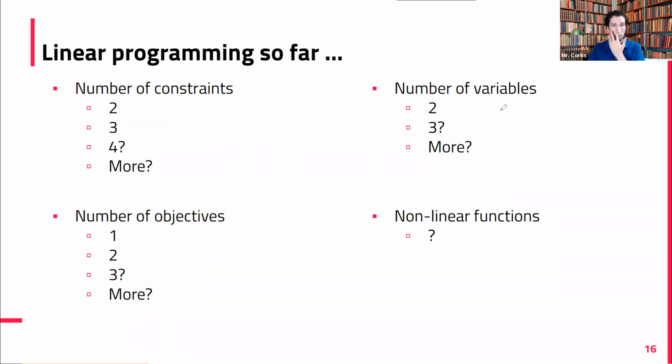On the other side here, variables. All of the problems that we did had exactly 2 variables. If we had 3 variables, something major would need to change. Does anyone know how our solution method would change, or how would our graph change? How would it look different? It has to be a 3-dimensional graph.